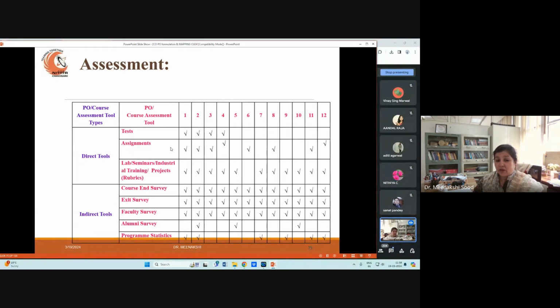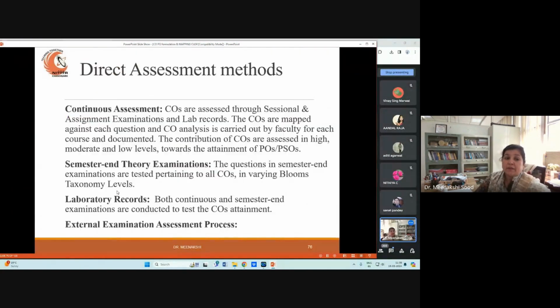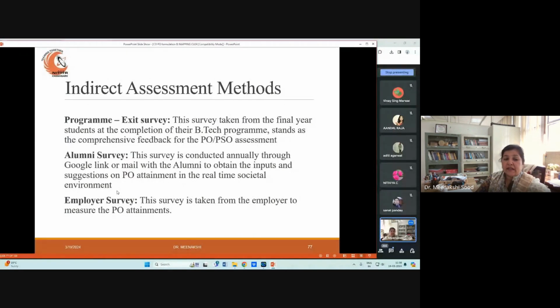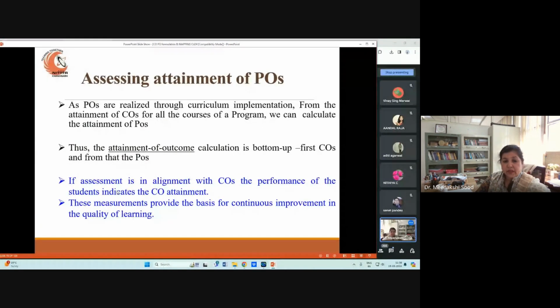They are the tools which are taken from various other stakeholders. In direct tools, there is only one stakeholder, that is the student, whereas in indirect tools, you can cater to different stakeholders. And the frequency can again be decided by the department. So again, direct assessment tools and indirect assessment tools.